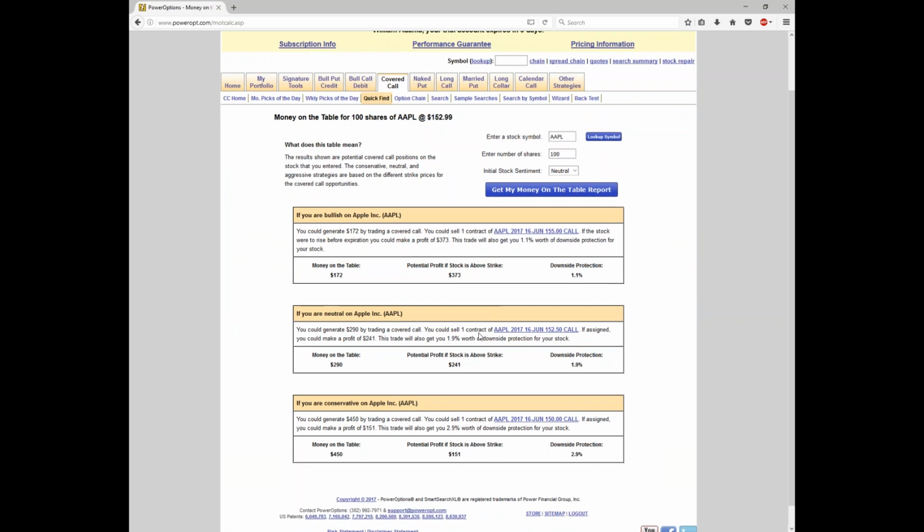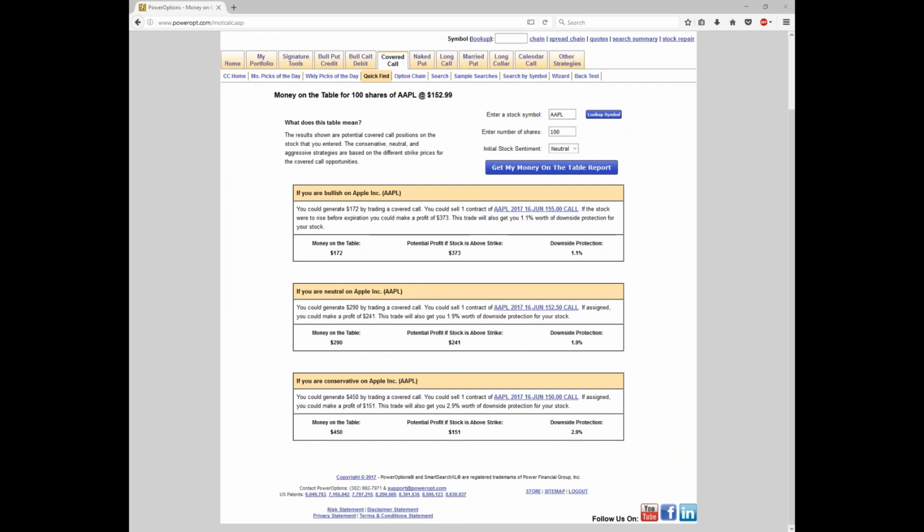This is a real simple view, and let's break it down very quickly. What it's showing you is that with the stock, of course, at 152, oops, sorry folks, 99, here at the top, we selected just a neutral bias on the position. So it's showing us the breakdown of what we could easily see. We could sell the out of the money June 155 call. That would be considered more bullish. It's more speculative. Well, we generate $172 right now.